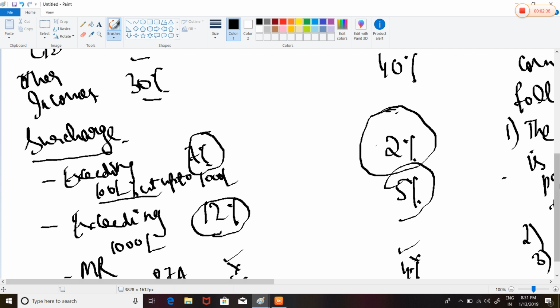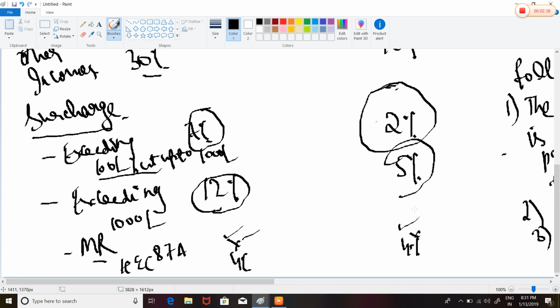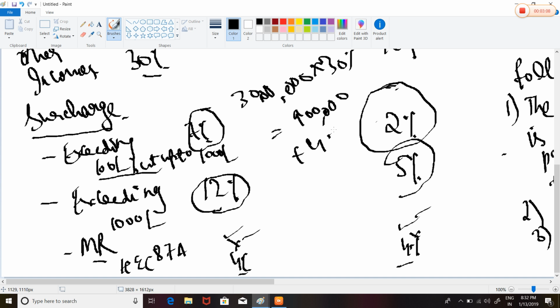Marginal relief is applicable on both. Rebate under section 87A is not allowed to companies. Why? Because it is allowed only to an individual who is a resident individual. Surcharge 4%: same process. Let's say 30 lakhs is the income. 30% of that comes out to be 9 lakhs, plus 4%. Or if it is a foreign company, then 40%.